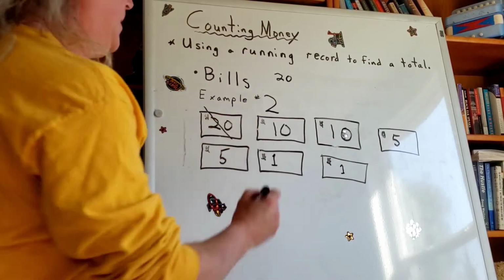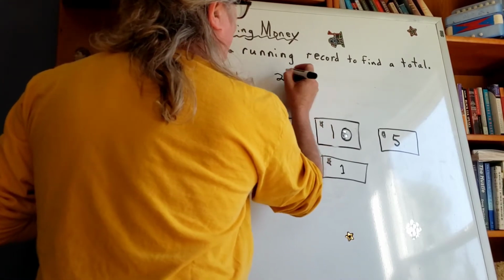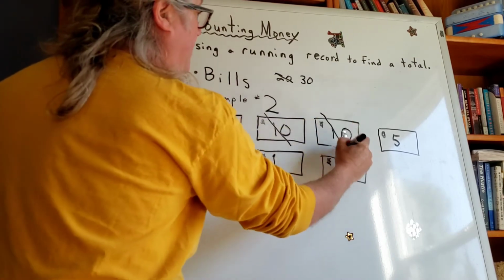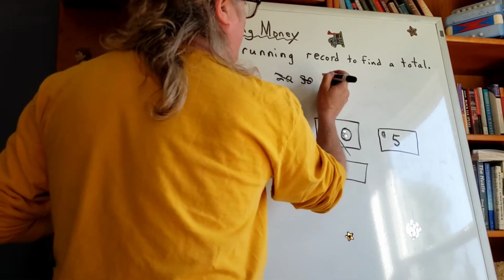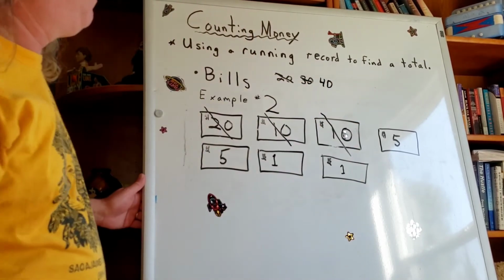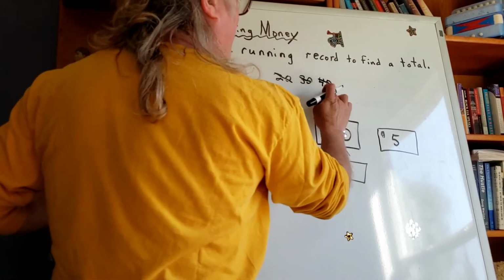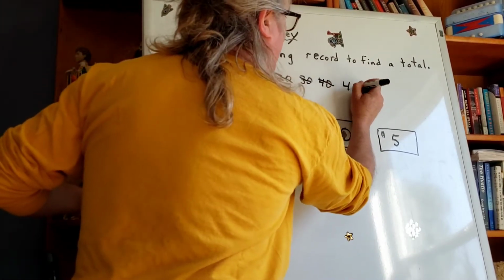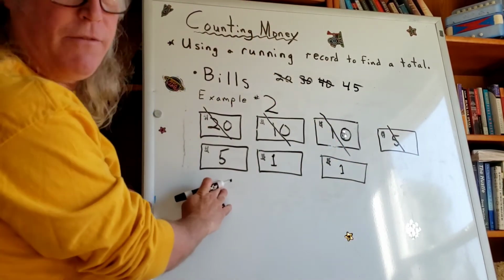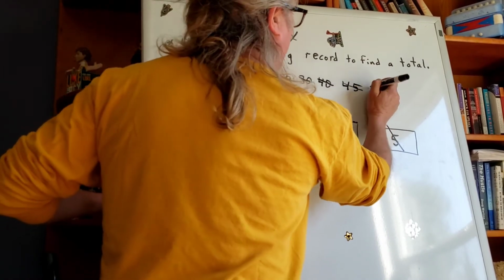Next, I have a $10 bill. Well, 20 and 10 more, that's 30. Another $10 bill. 30 and 10 more, that'll make 40. Now we've got a $5 bill. 40 and 5 more makes 45. We've got another $5 bill. 45, 50.